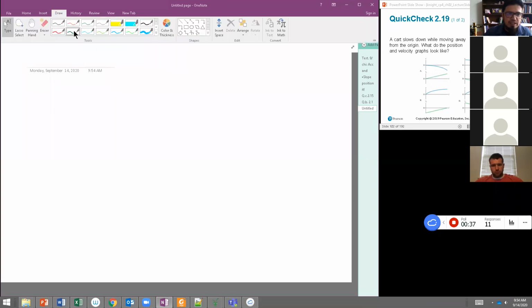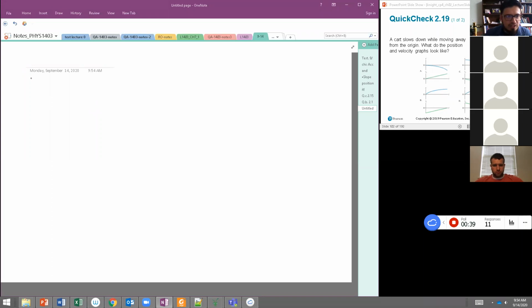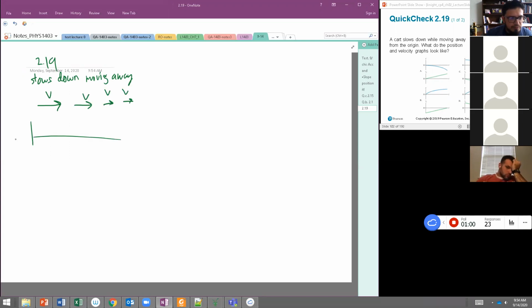So that's a key thing to have to draw, right? It says slows down and it's moving away. And we can see that it's moving away in the positive direction. So we start off with a big velocity. Because it's slowing down, it's going to be doing this. At the same time, position, this is X direction.